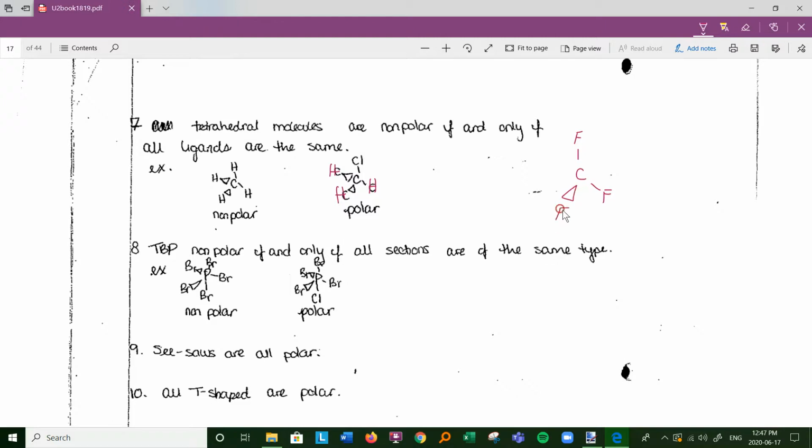The fluorine is more electronegative than carbon, but this is nonpolar because the poles are going to cancel each other out. And if you have a molecular model kit with you, you can see that they cancel each other out.